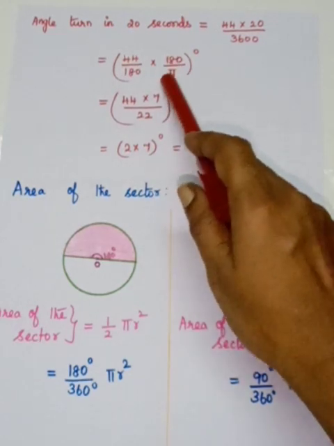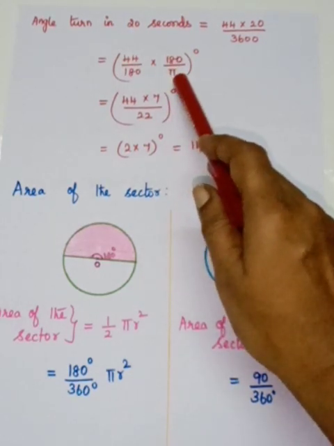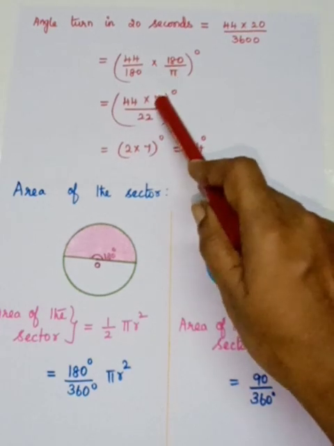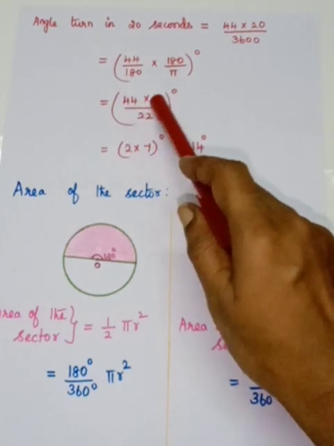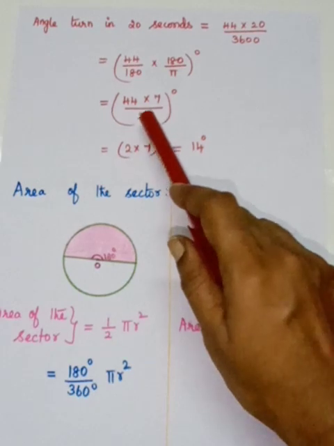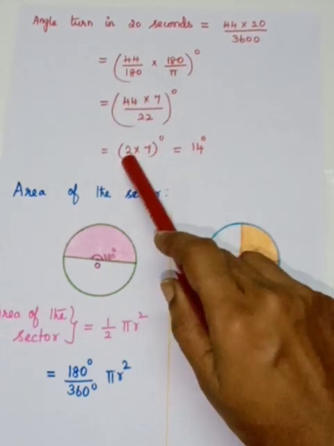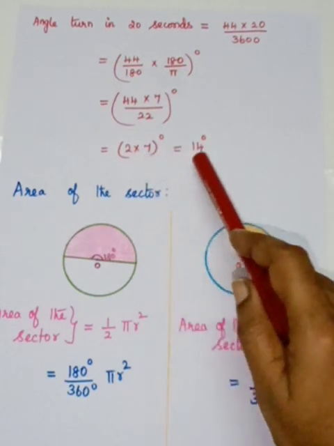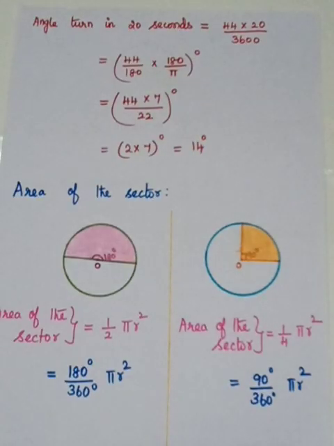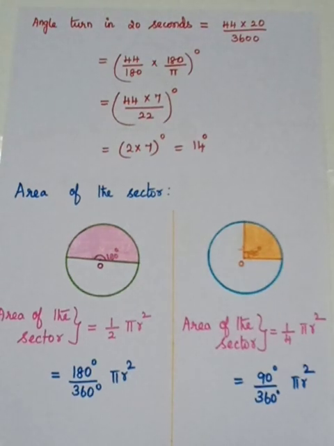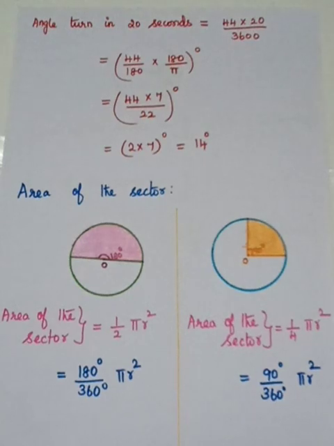Here the pi value is what? It is 22 by 7. So the 7 will go to the numerator. So 44 into 7 divided by 22. 22 and 44 is cancelled. So here you are having 2. 2 into 7, that is equal to 14 degree. Okay, so before moving to the last problem, we should know about the area of the sector.